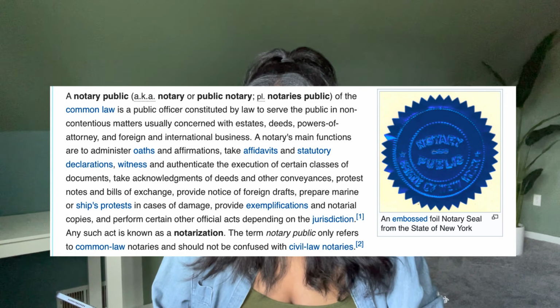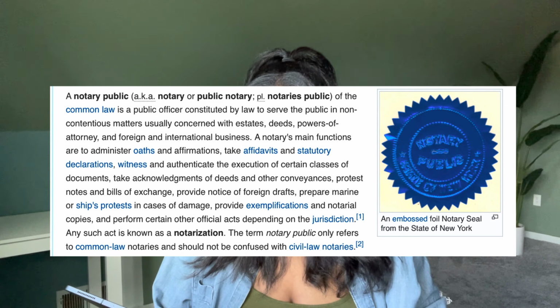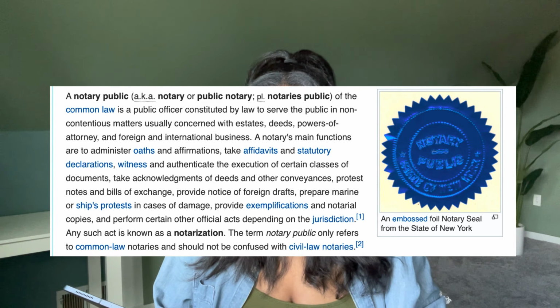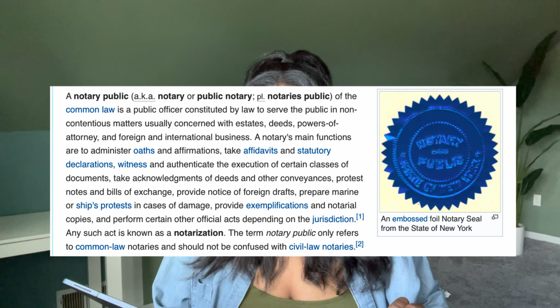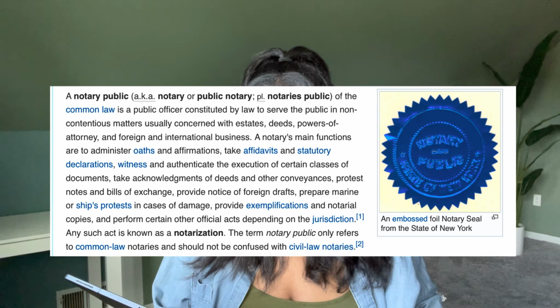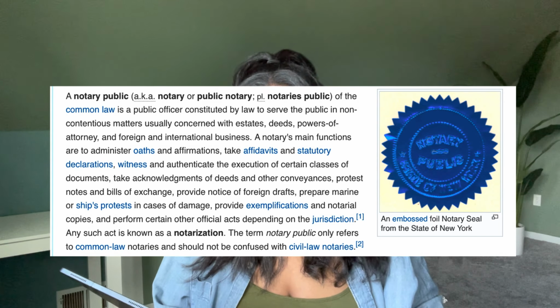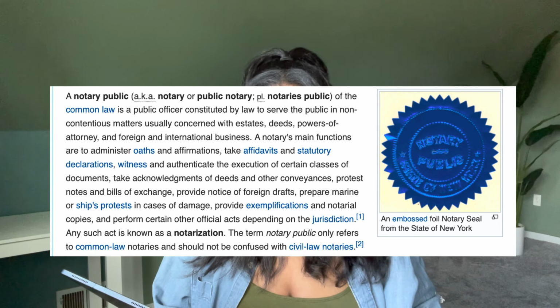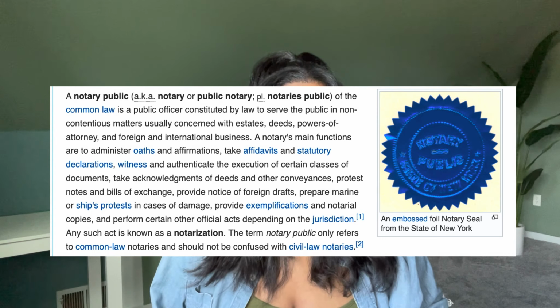All right, so what is a notary public, right? And I'm going to read straight off of Google. So a notary public of the common law is a public officer constituted by law to serve the public in non-contentious matters, usually concerned with estates, deeds, powers of attorney, and foreign and international businesses, right?